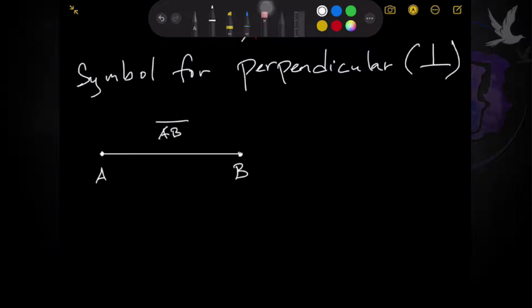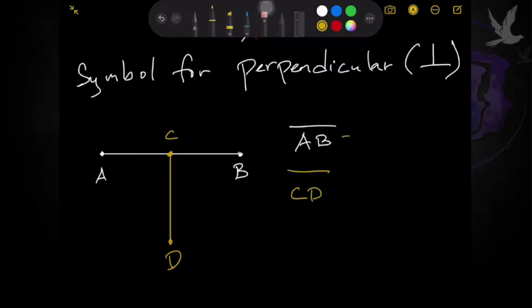Now, what if there is another point? Let's say at this point, there is point C. Tanggalin ko muna to line AB, ha? I'll use yellow instead. May point C dyan. And there is a point D over here. So basically, we now have two lines. One is line AB. And the other one is line CD.